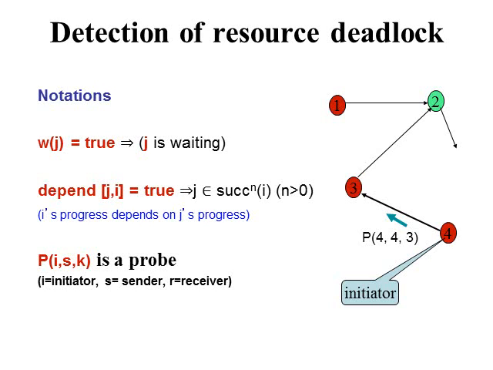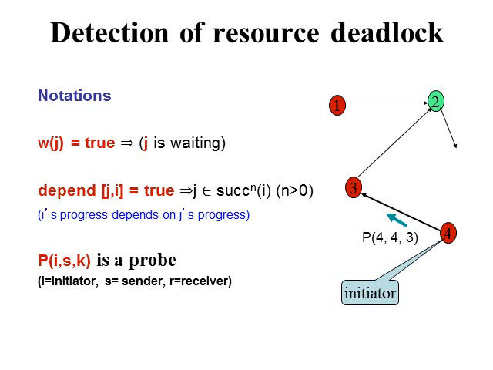Now let's look at the third notation, which is P of I comma S comma K. P of I comma S comma K is a probe, a probe that is sent from the initiator process. So I stands for the initiator process, S stands for the process that is sending the probe out, and K is the receiver of the probe.